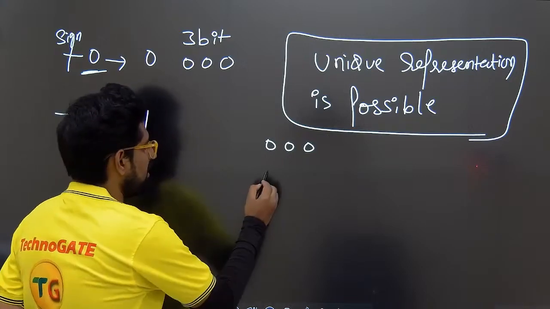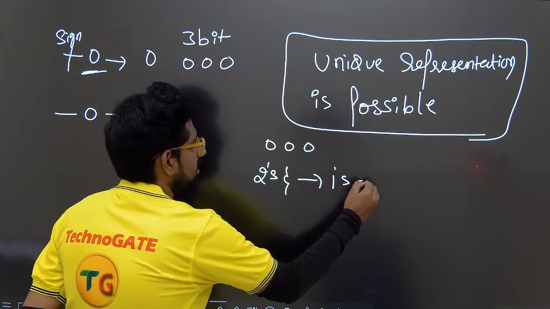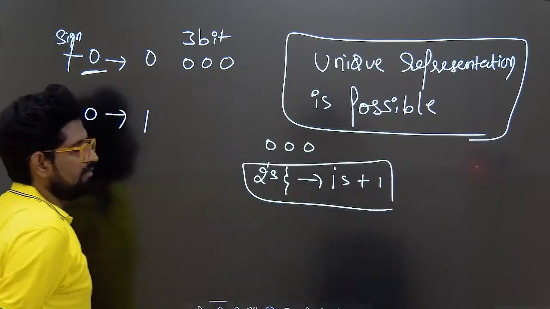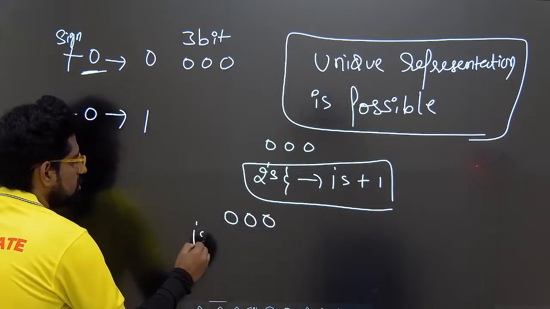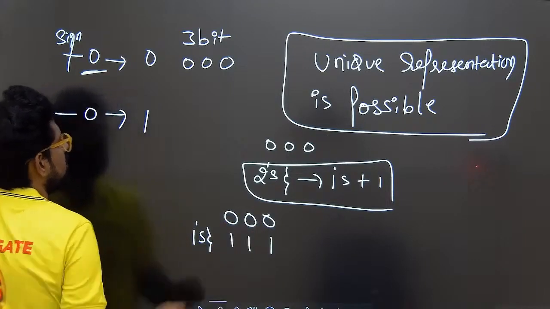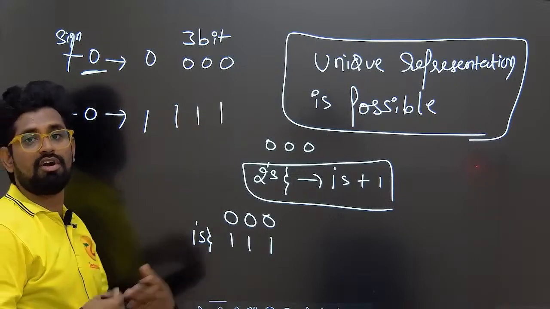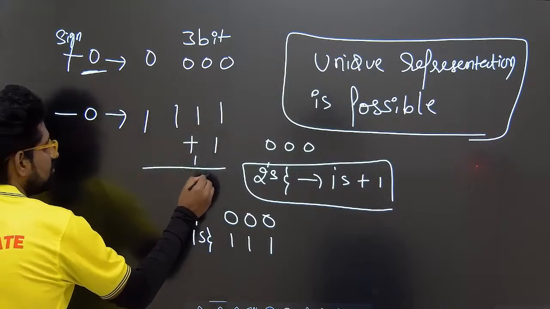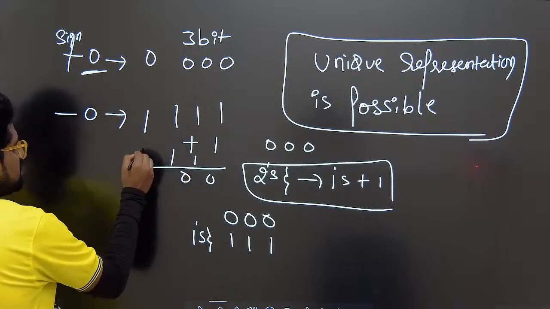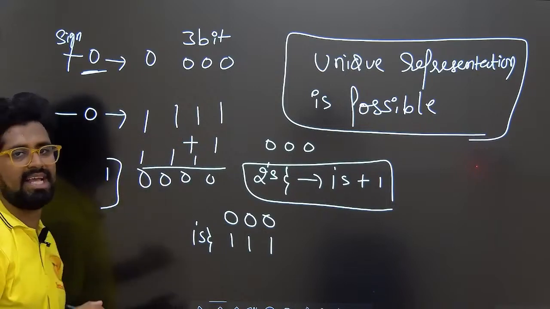2's complement can be obtained by adding 1 to 1's complement. First for 3 zeros, I will perform 1's complement: 1 1 1. This is 1's complement. Now we want 2's complement, so we need to add plus 1. So 1 plus 1 is 1 0, 1 plus 1 is 1 0, 1 plus 1 is 1 0, 1 plus 1 is 1 0. Sum is 0, carry is 1.